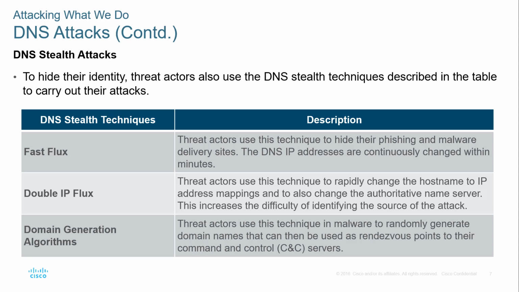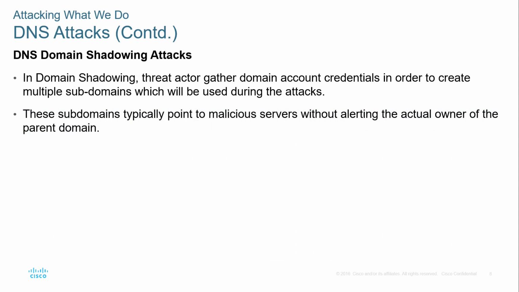This is where the threat actor will use this technique in malware to randomly generate domain names that can be used as rendezvous points to the command and control server. This basically allows it to randomly generate domain names for its portion of the attack. A third type is called domain shadowing attack. In a domain shadowing attack, the threat actor will gather domain account credentials in order to create multiple subdomains.